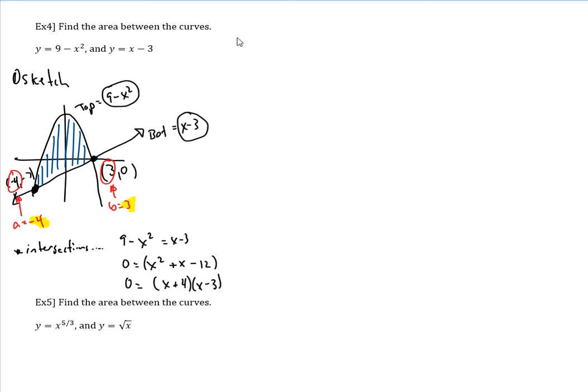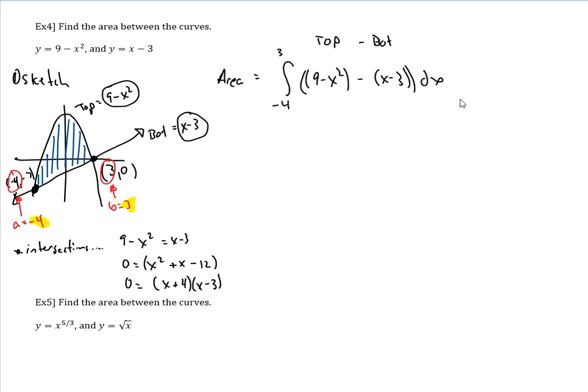Okay, but now let's set up our integral. So the area between those curves would be, again, just think your top function minus your bottom function, and make sure they're in parentheses. So, let's set up where it begins. It begins at negative 4 and ends at 3. Okay, so our top function was the 9 minus x squared minus the bottom function, which is the x minus 3. And then we put the parentheses, dx, just like that.